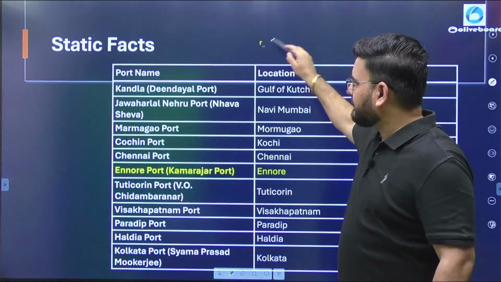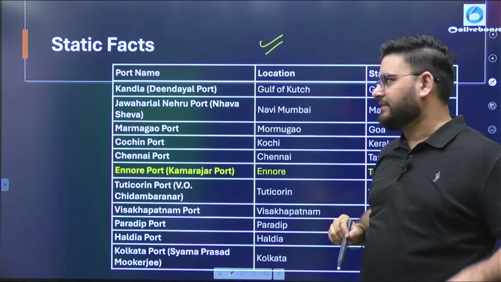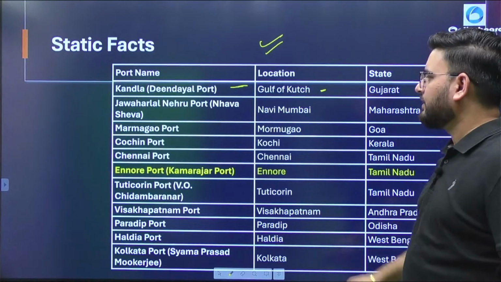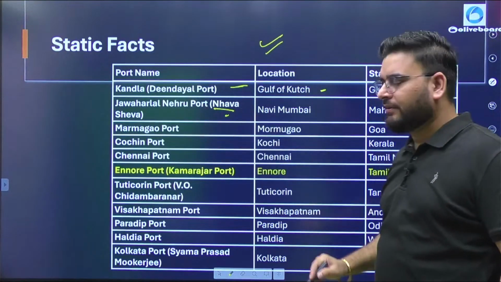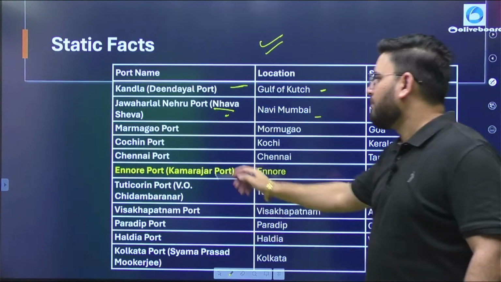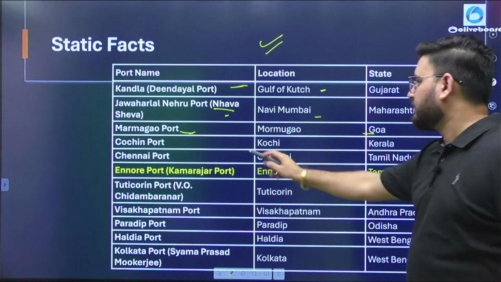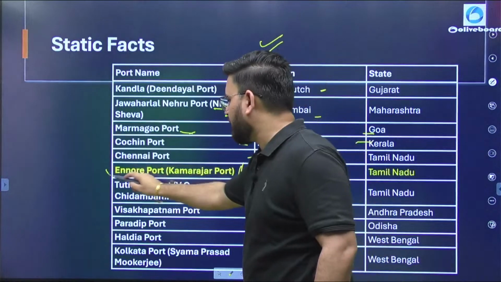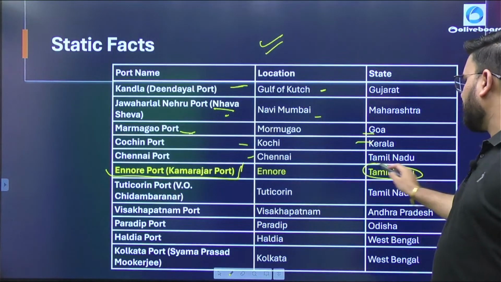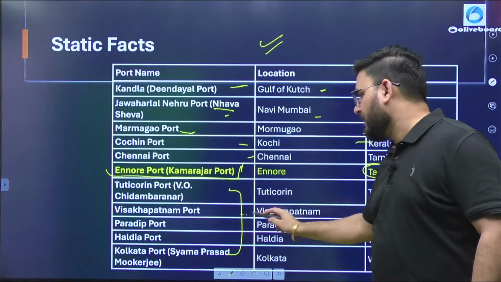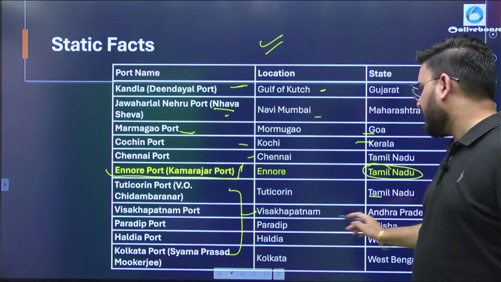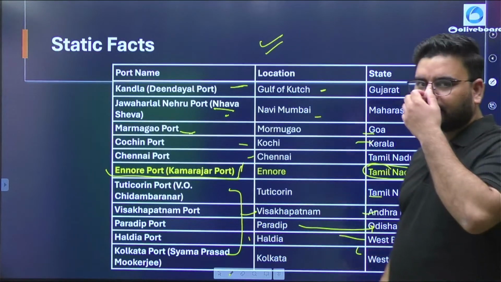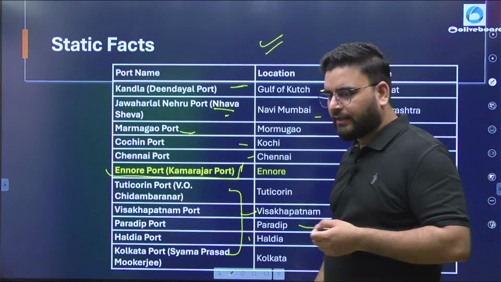Now here's the list of all the important ports of India, state-wise. Kandla Port, Gujarat, near the Gulf of Kutch. Jawaharlal Nehru Port, known as Nhava Sheva Port, is in Navi Mumbai, Maharashtra. Marmugao Port is in Goa. Cochin Port, Kerala. Chennai Port, you all know, Tamil Nadu. Ennore Port is the other name of Kamarajar Port, and it is located in Tamil Nadu. And the rest of the ports you can know: Tuticorin is in Tamil Nadu. Visakhapatnam, Andhra Pradesh. Paradip Port, Odisha. Haldia Port and Kolkata Port in West Bengal. These are some important major ports.